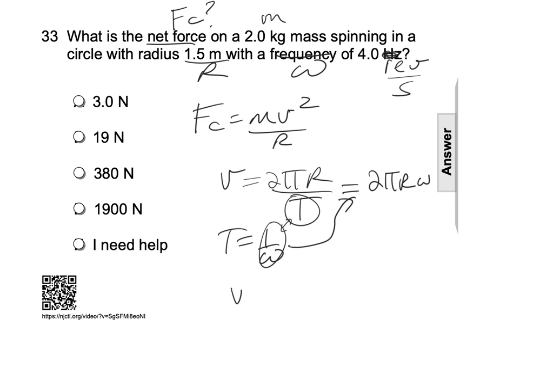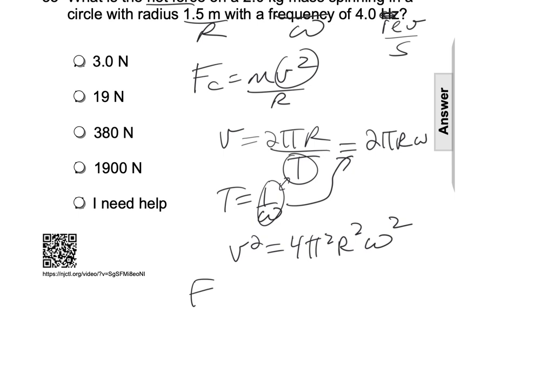Okay, now I have v, but I want v squared because I have to pop in v squared. v squared is 4 pi squared r squared omega squared. So when I go back to this equation, I substitute v squared in for where it's there. Here, let's just scribble that out.